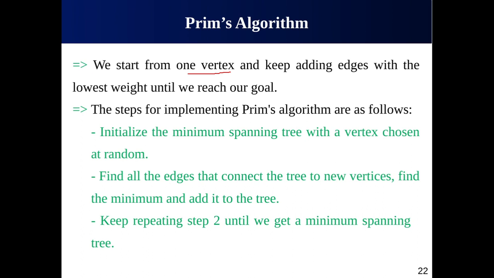There we start from the edges. Here we start from the vertex or node. And then it is followed by adding the edges with the lowest weight until we reach our goal. So the steps in summary are as follows. You have to initialize the minimum spanning tree with a vertex of your choice, and you can choose it at random. After that, you have to find all the edges that connect the tree to new vertices, but the condition is that it has the minimum value, and then you have to add it to the output tree or graph, and then you have to repeat this step again and again until we get the required minimum tree.